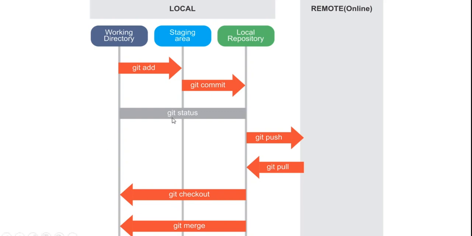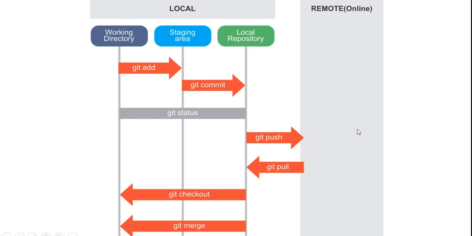Then we have git status, to check the status of files within our local repository. This will let you know which files you've added to the staging area, and which files you've not committed yet. To push your code online, you need a remote repository set up first. Once you set up a remote repository and synchronize your local repository with it, you can then do a git push. That will push your code to the remote repository.